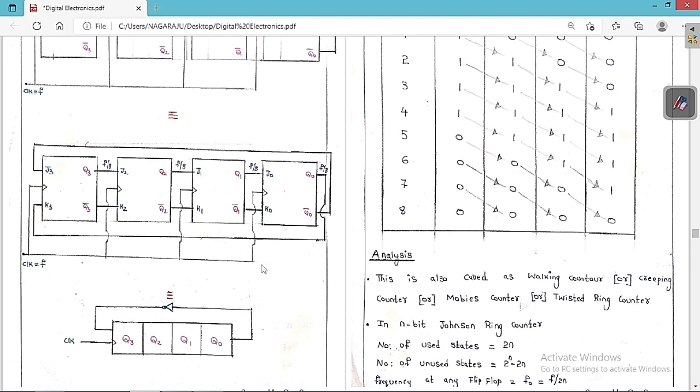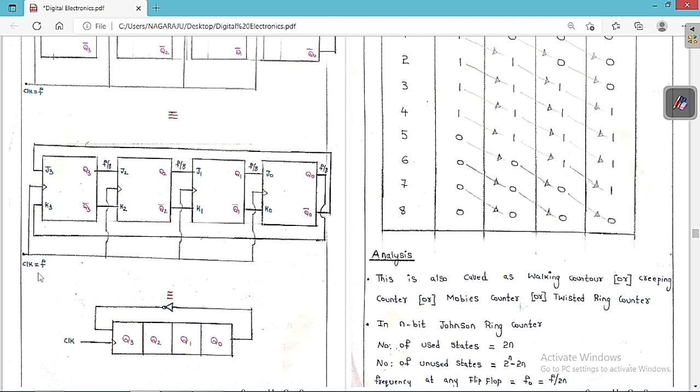From Q0 we have to give feedback to K3 and from Q0 bar we have to give feedback to J3. Suppose you take Q0 bar to K3 and Q0 to J3, that is nothing but the ring counter. But if you take it in reverse fashion, it is called the Johnson's ring counter. So from Q0 to K3 and from Q0 bar to J3 is called the Johnson's ring counter.